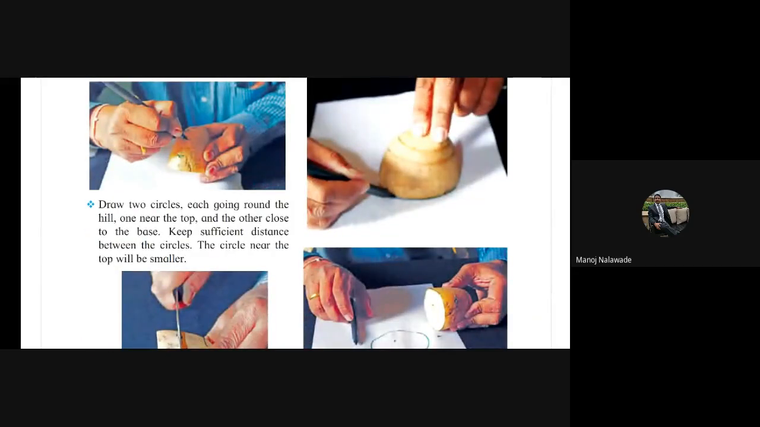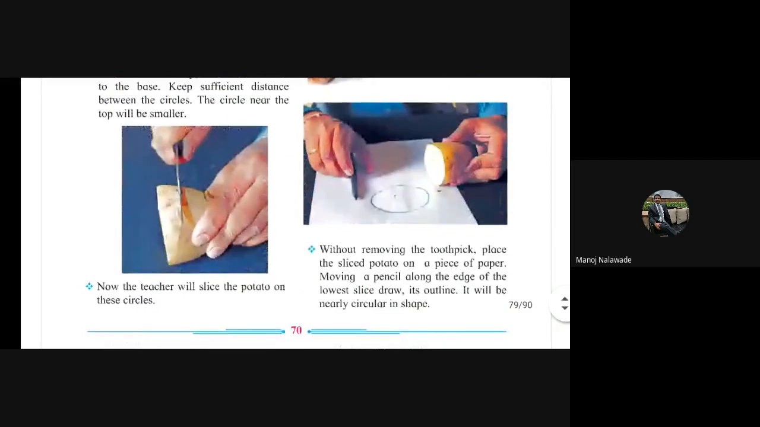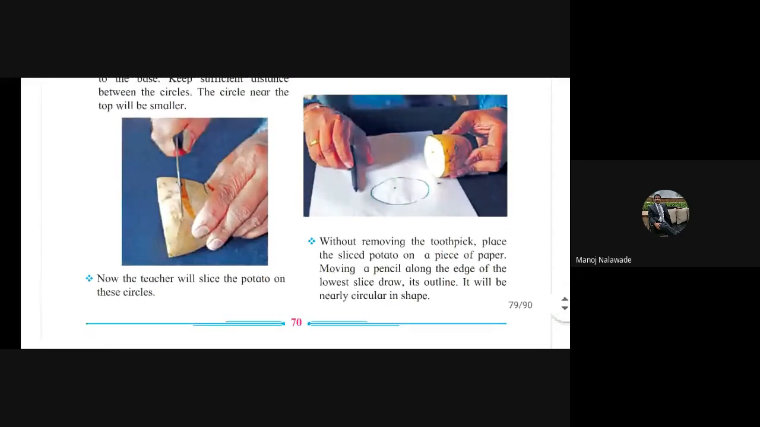He is drawing the circle on the paper, at the base. So how will it look like? It will look like this, as shown here. So are you able to understand this experiment?